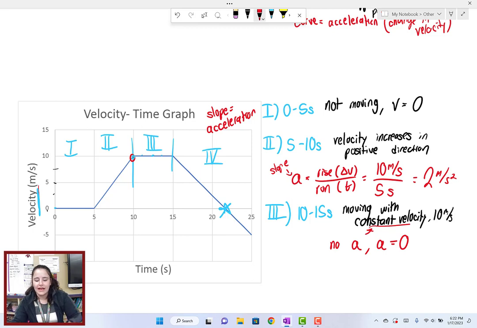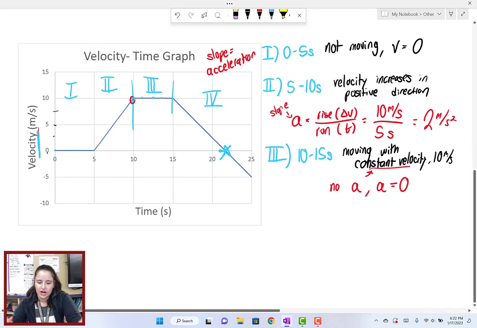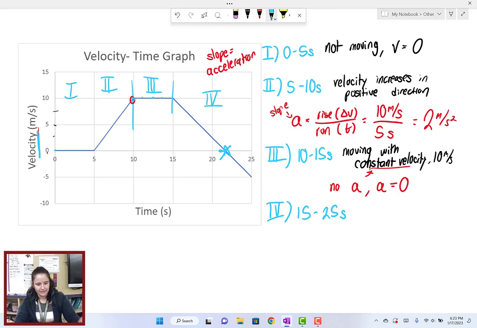And last but not least, chunk 4. So this one is going to be a little funky. Let's talk about what's going on here. First, let's just read that graph. At 15 seconds, it's going 10 meters per second. And then the velocity starts decreasing, going down, until it hits 0. But then the velocity goes negative. What does that positive versus negative mean in terms of the velocity?